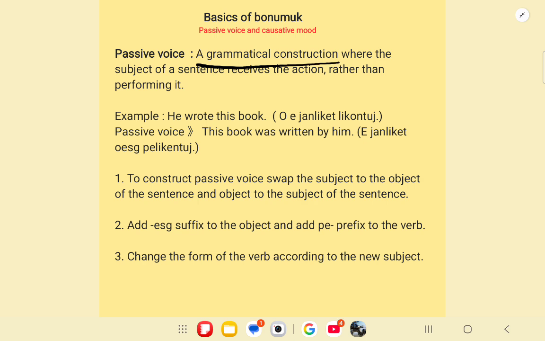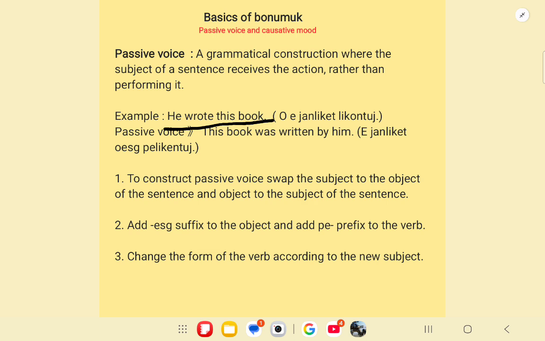Passive voice is a grammatical construction where the subject of the sentence receives the action rather than performing it. So, what does it mean? In passive voice, the subject of the sentence becomes the object of the sentence. So, the object receives the verb. So, when the subject becomes the object of the sentence, it becomes the passive voice. Let us look at an example.